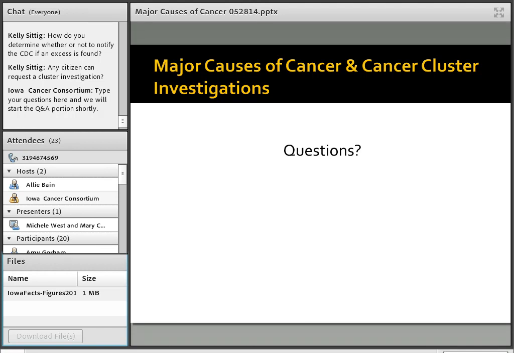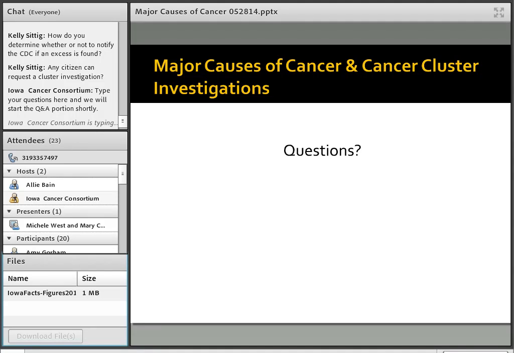Awesome. Well, we'll just wait here for another second and see if there are any questions. But one thing I can mention, what makes it hard to look for cancer clusters is that you don't have the population data at that small level. But people should be aware that we have our website where you can look at incidence and mortality rates at the county level. They can look at their own county, at the counties next to them, and compare their county rates to the state.